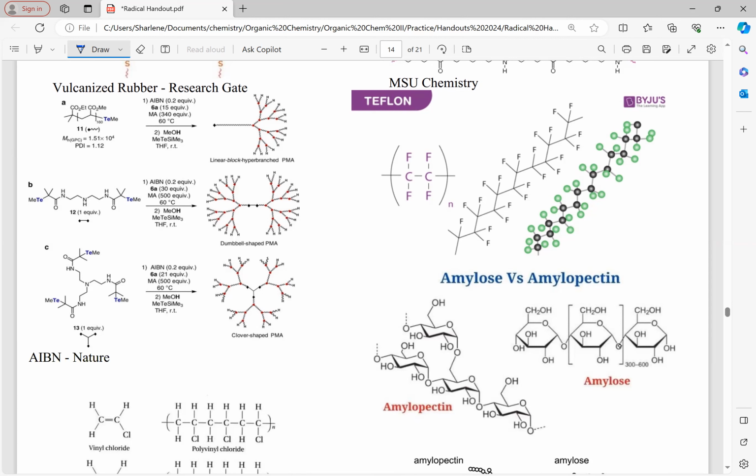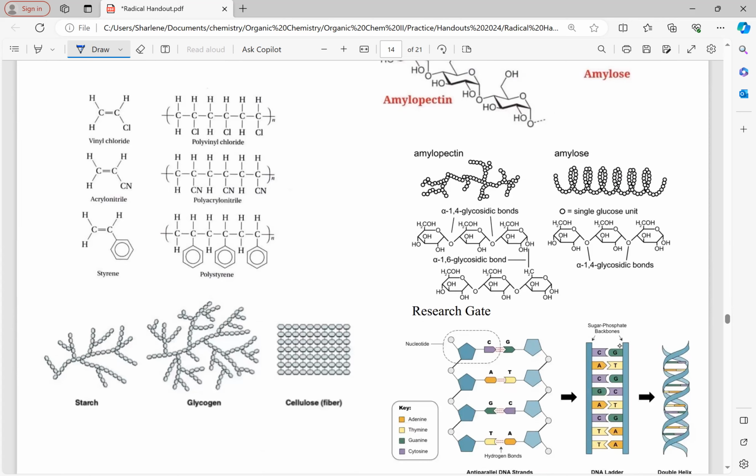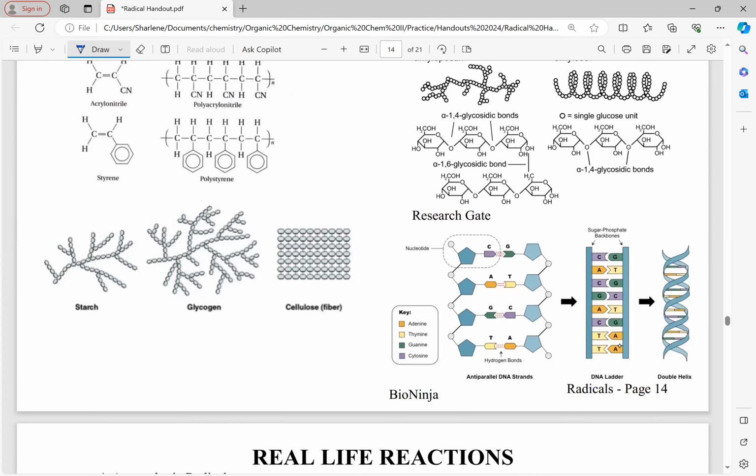Now, there's a very common one that uses AIBN in nature, and I wanted a picture of, ooh, look at the symmetry in those branching. So there's not a lot here to do other than pick out those terms again. And there's a picture of starch, glycogen, and cellulose. Oh, is that DNA? Why, it certainly is. Did you know DNA is a polymer? Why, yes, yes, it is.